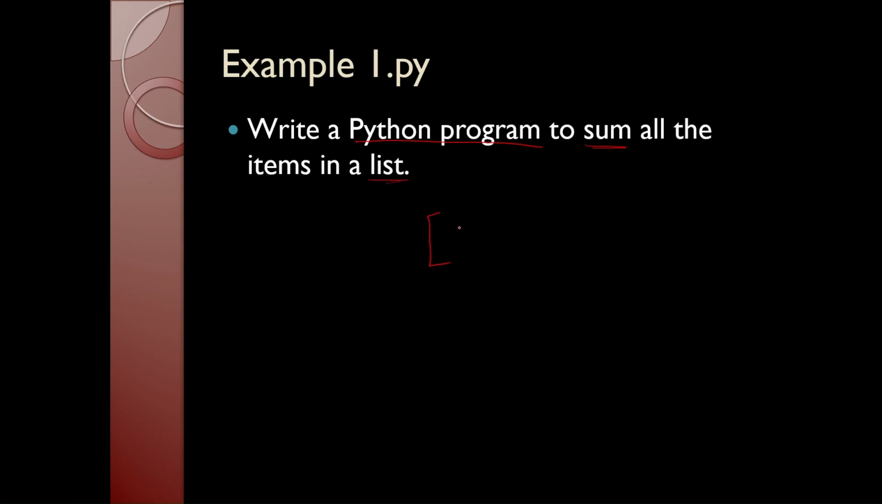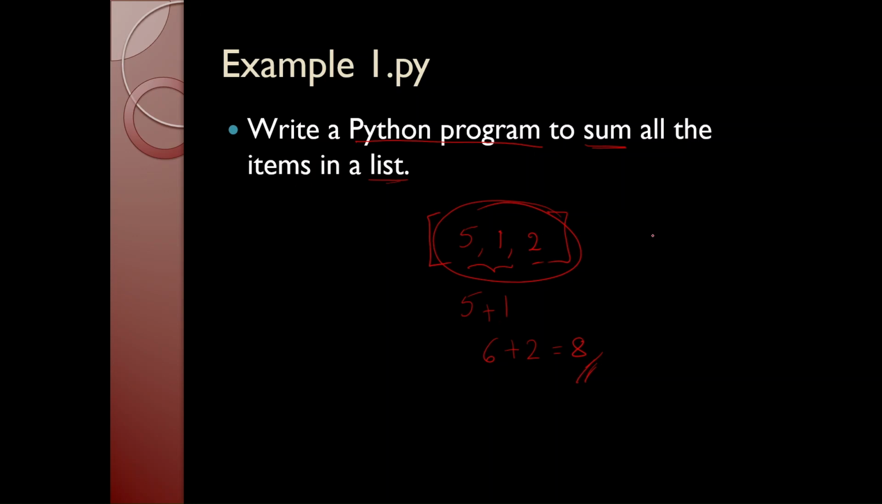Suppose I consider a list 5, 1, 2 like this. I want to add all these numbers, that is 5 plus 1. So, you get 6, and this result should be added with 2, so that you get a total of 8. So, the sum of the entire list is found to be 8. I have to write a program for this.